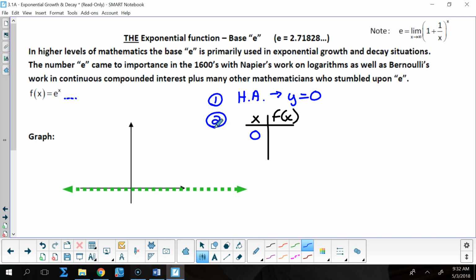So e to the 0 power is what? 1. Anything to the 0 power is 1. So this goes through the point 0, comma 1. An exponent of 1 would be 1, right? Or to get the exponent equal to 1, I'd have to put x equals 1.